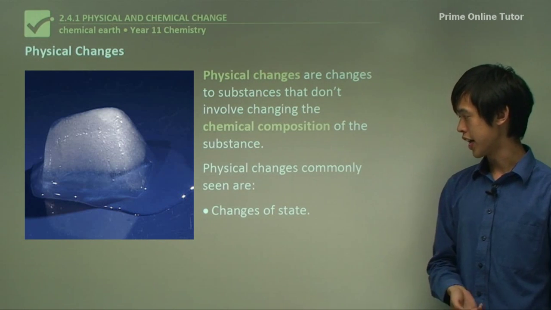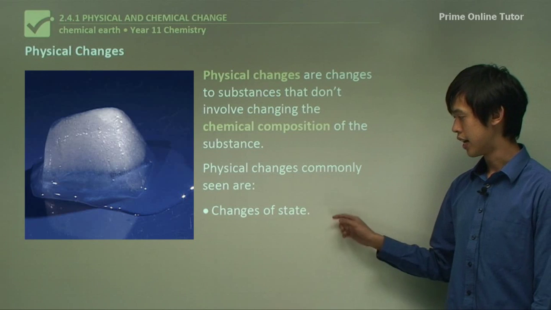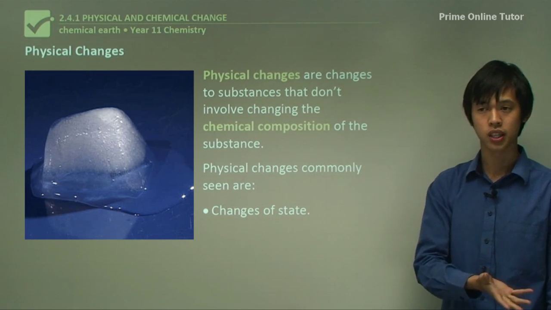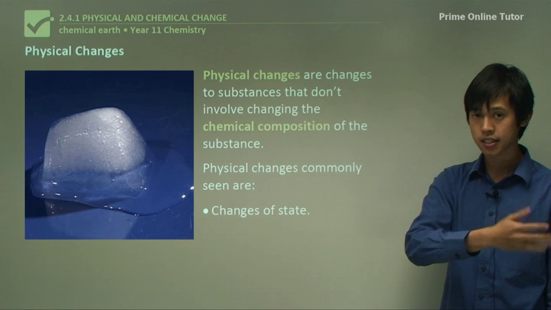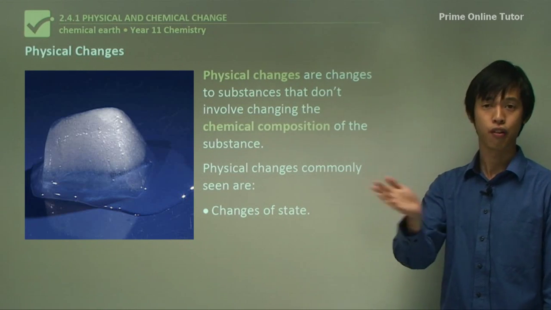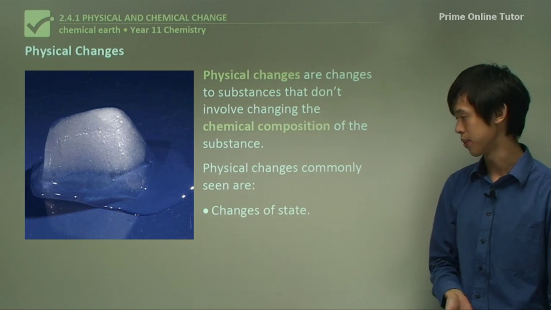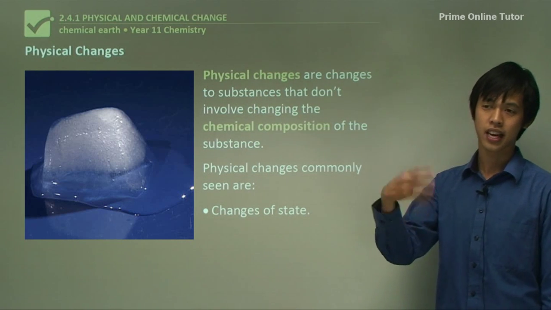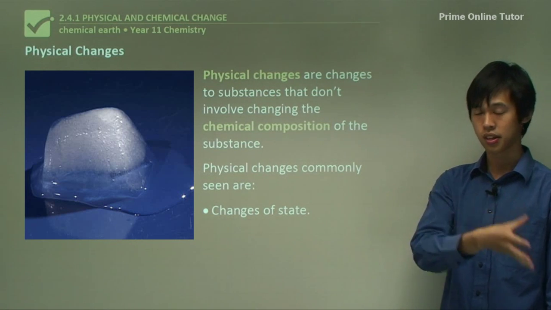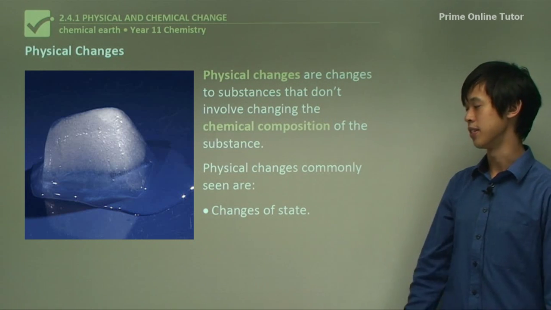The physical changes that we commonly see are changes of state. As you can see here, ice melting into water and then water turning into gas, all three of those are physical changes. And obviously the reverse processes are physical changes as well: gas condensing into a liquid, then turning into a solid. All of those are physical changes too.